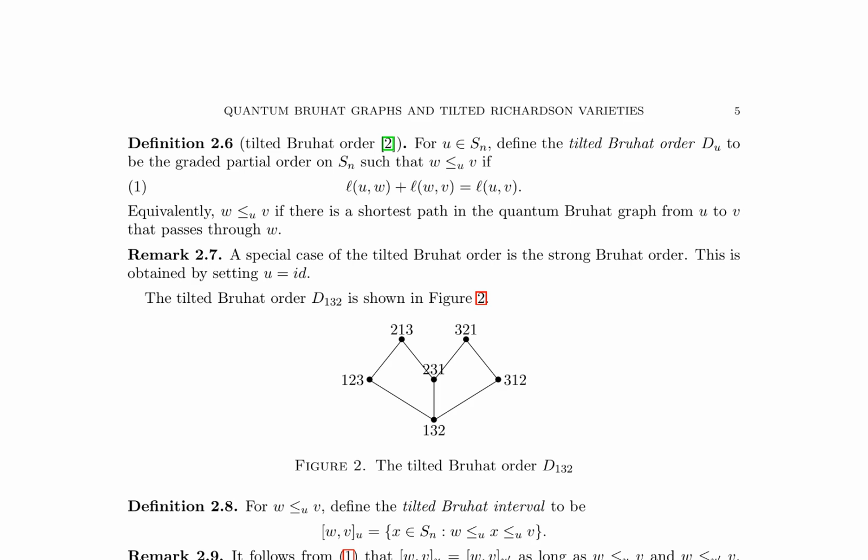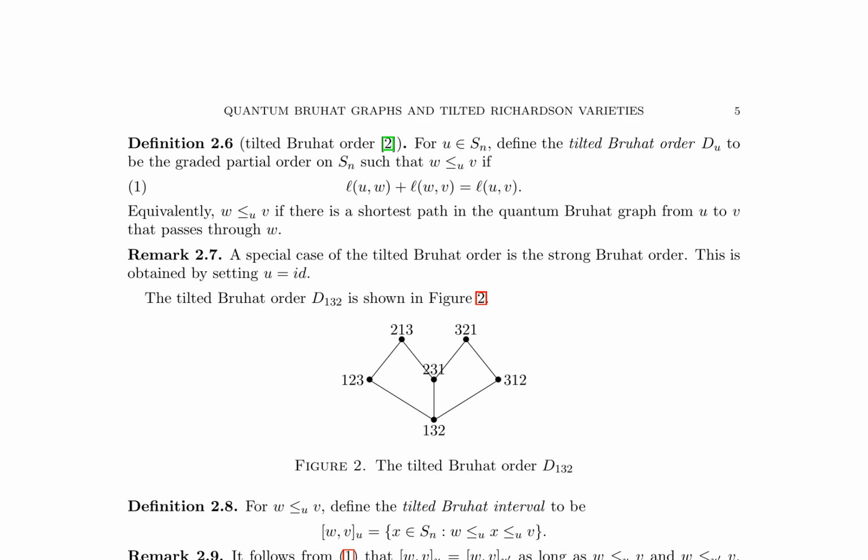The authors introduce the concept of tilted Bruhat order, a graded partial order on the symmetric group S_n, defined as w is less than or equal to_u v if and only if there exists a shortest path in the quantum Bruhat graph from u to v that passes through w. The tilted Bruhat interval [w, v]_u is defined as the set of all x in S_n such that w is less than or equal to_u x is less than or equal to_u v.